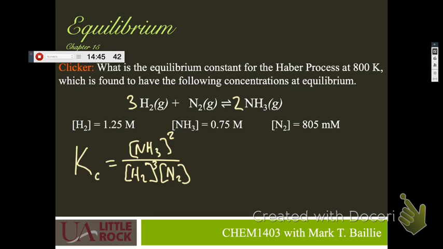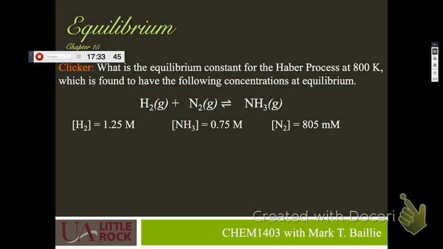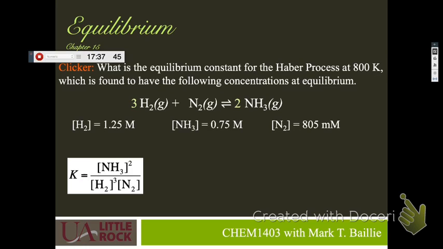Okay, so our balanced equation is 3 hydrogen molecules plus 1 nitrogen molecule yields 2 ammonia molecules. So that means that we have a concentration of NH3 squared, and the concentration of hydrogen is cubed. Does that change your value? Yes. All right, so we've got a balanced equation.